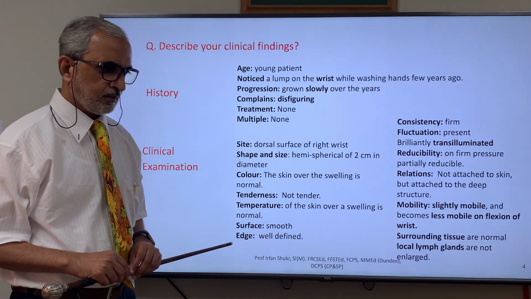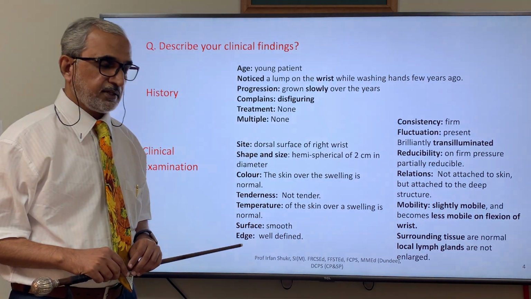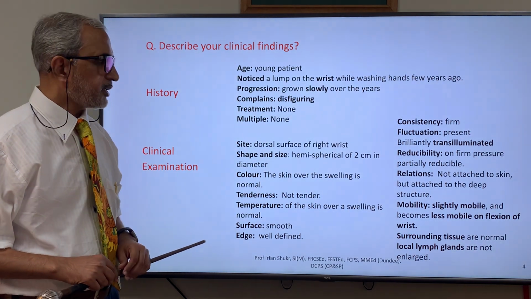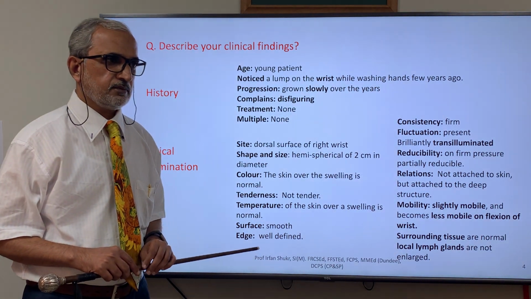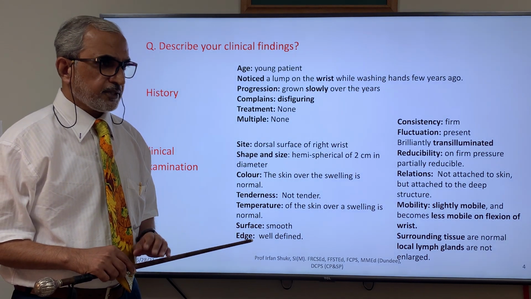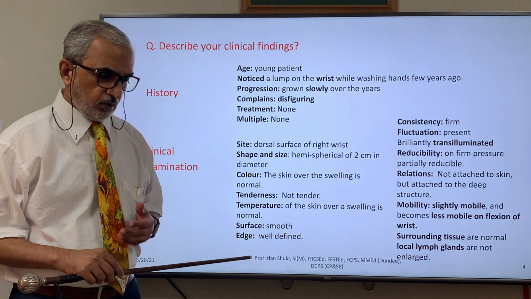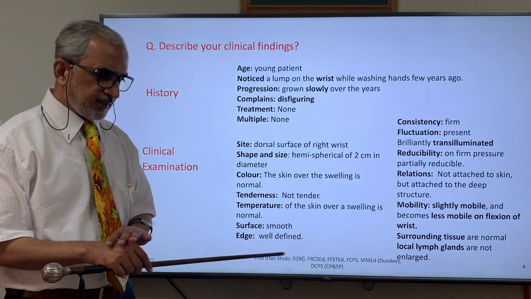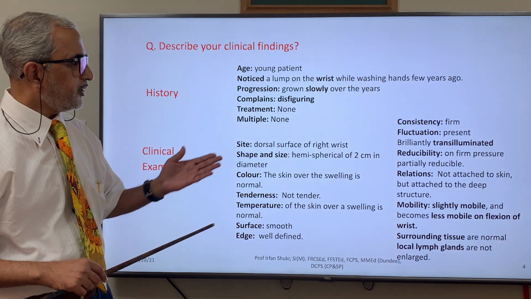On examination, its site is the dorsal surface of the right wrist joint. It is hemispherical in shape. It's approximately 2 centimeters in diameter. The skin over the swelling is normal as elsewhere, there is no tenderness, and the temperature of the skin over the swelling is the same as elsewhere. When I felt it, it is smooth and the edges are well defined. It is firm in consistency.